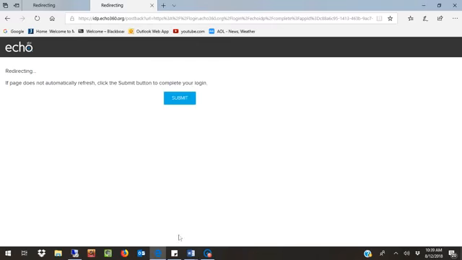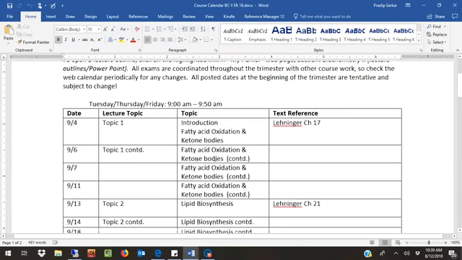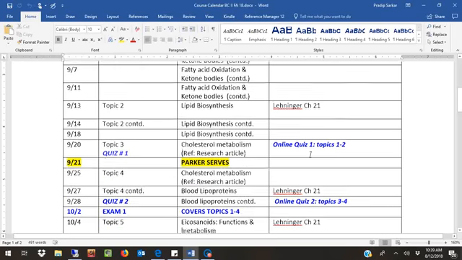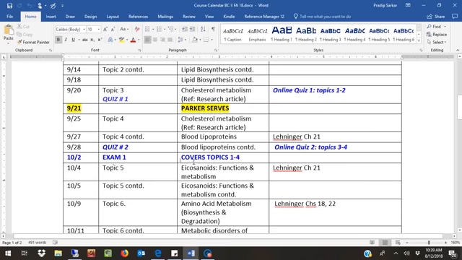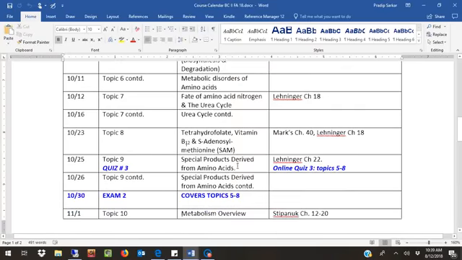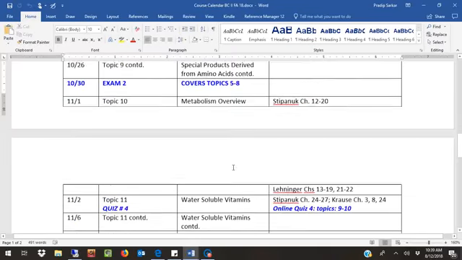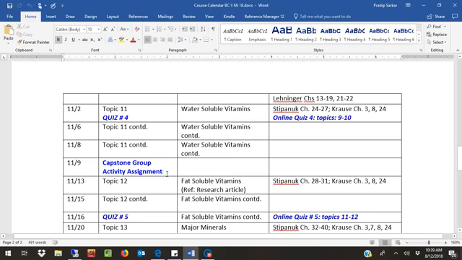If we see our lecture calendar, the lecture calendar is also dated, and it is also describing which chapters we are using from the Lehninger textbook. We have the online quiz and which topics are covered in the quiz. We have the exams, as you see here. Exam 1 is covering topics 1 to 4, but these are all tentative. We can change it and we can roll over to another topic. It is changeable.